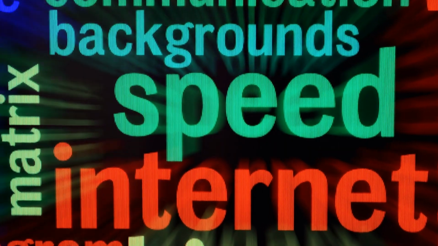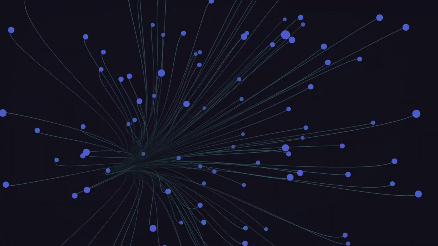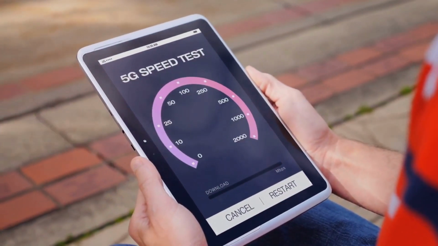You might have heard the term ping before. Ping is a measure of latency. It tells you how long it takes for a signal to travel to a server and back. Lower ping times, measured in milliseconds, mean better responsiveness. Aim for a ping under 50 milliseconds for gaming and under 100 milliseconds for other activities.